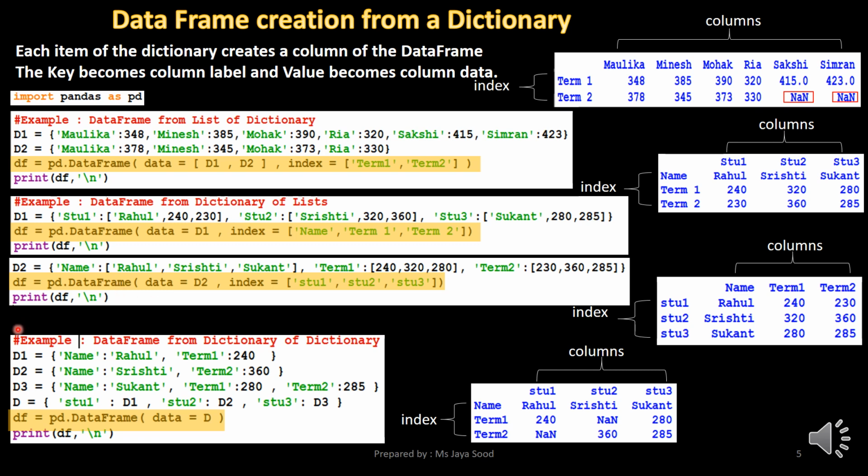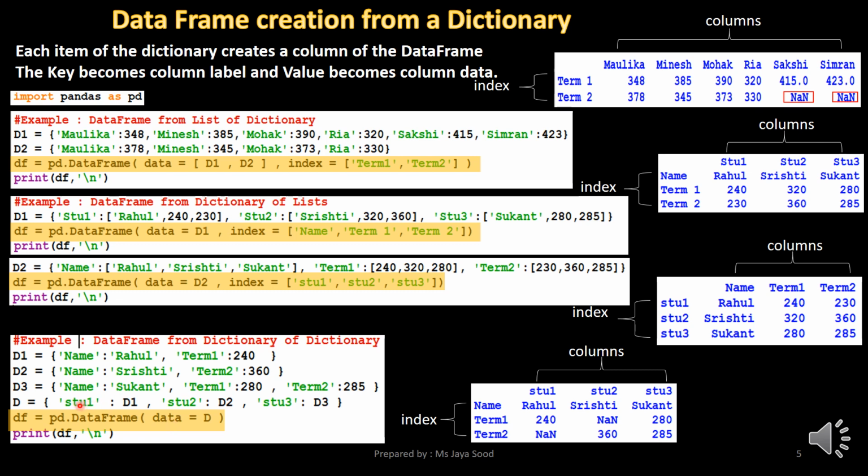In the third example, we are creating a data frame from a dictionary of dictionaries. D1, D2, D3 are 3 dictionaries storing the name, term 1 and term 2 marks. D is a dictionary of dictionaries with the keys stu1, stu2 and stu3 and the dictionaries D1, D2 and D3 as its values. df is a data frame object which is created by invoking the constructor and passing this dictionary of dictionaries as the data.